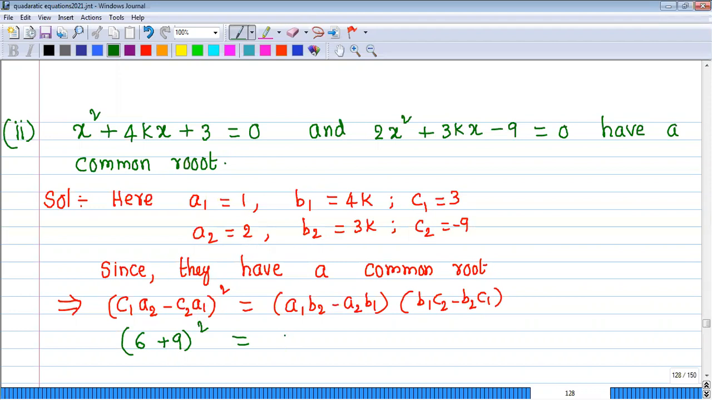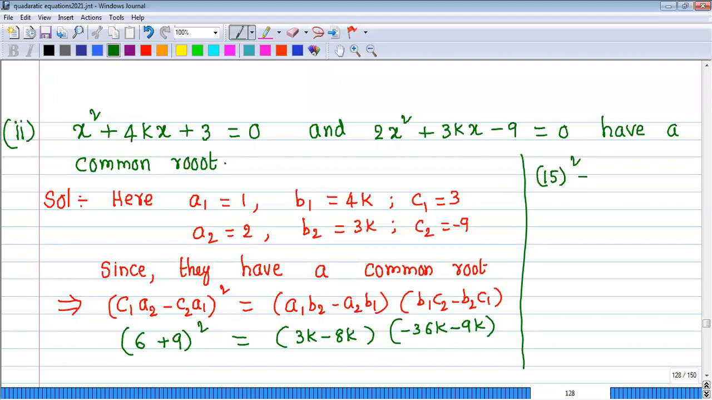A1B2. A1B2 means 3K, minus A2B1. Minus 2 into plus 4K, minus 8K, multiplied with B1C2. That is minus 36K. And minus B2C1, minus 3K into 3, minus 9K. So now what do we get here? This is 15 square equals minus 5K multiplied with minus 45K.